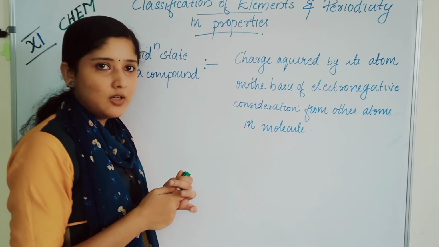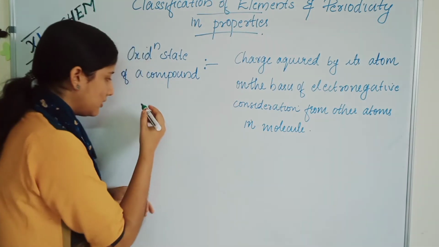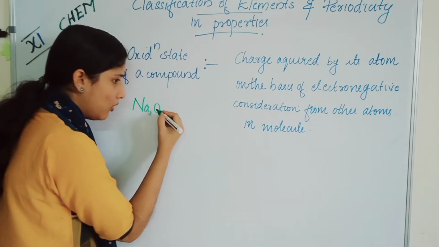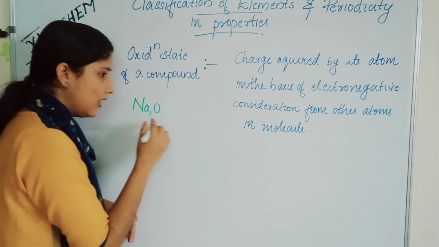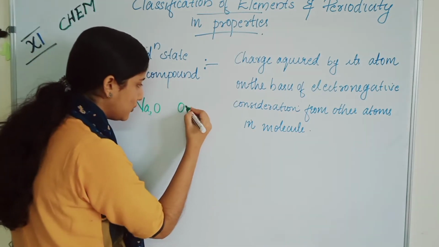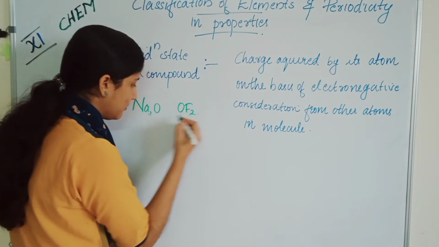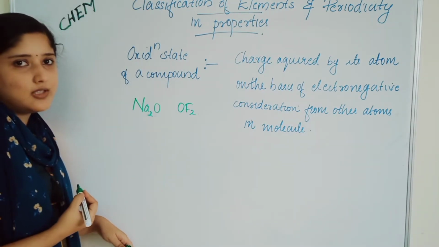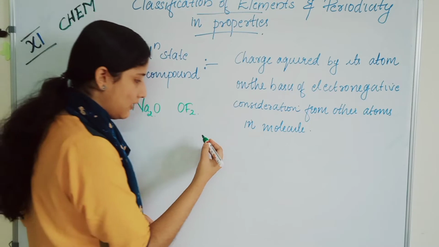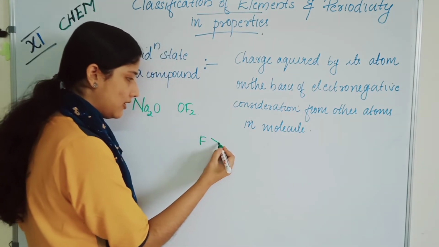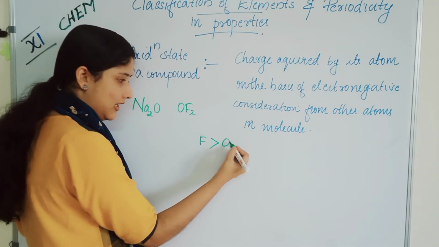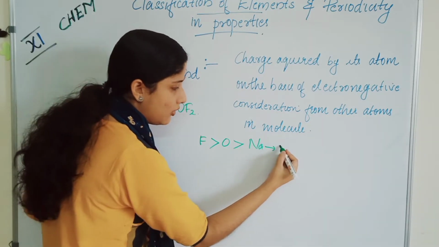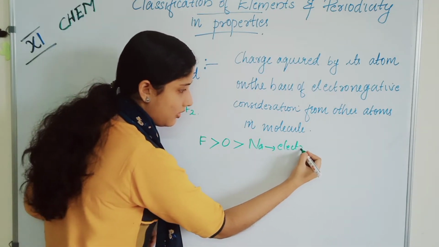Okay. So let's consider two compounds. The first compound is Na2O, and the next one is OF2. These are the two examples that we are going to consider. Electronegativity difference is that fluorine is more electronegative than oxygen, which is more electronegative than sodium. This is the order of electronegativity.